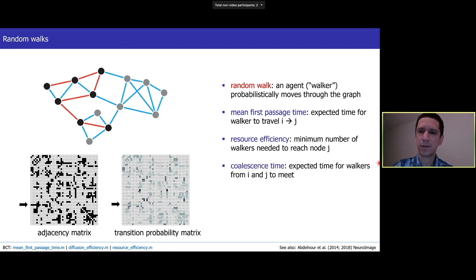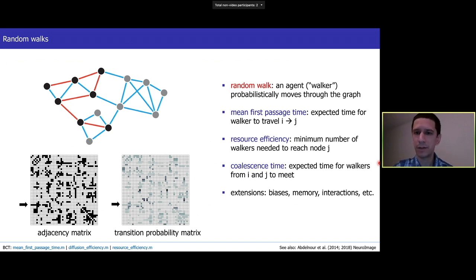We can also ask what is the expected time for a walker starting at node I and a walker starting at node J to actually meet on the network, the so-called coalescence time. So how easy is it for signals to become integrated if they start at 2 different parts in the network? And the nice thing about this kind of framework is that it is infinitely extensible. So now we can introduce biases to the walkers where they move towards certain types of nodes. For instance, nodes that have certain types of cytoarchitectural properties, morphometric properties, and so on that belong to certain parts of the certain intrinsic networks.